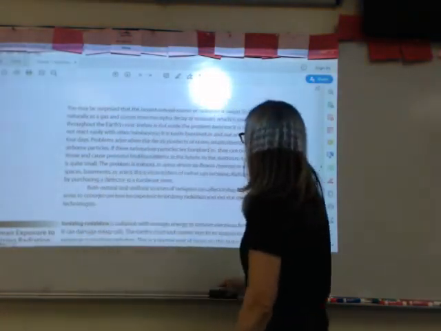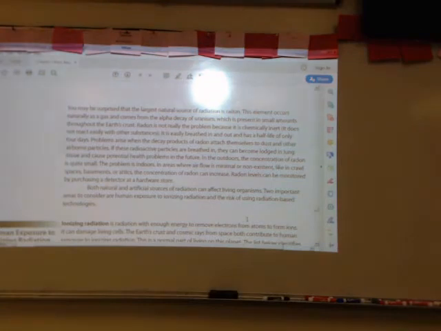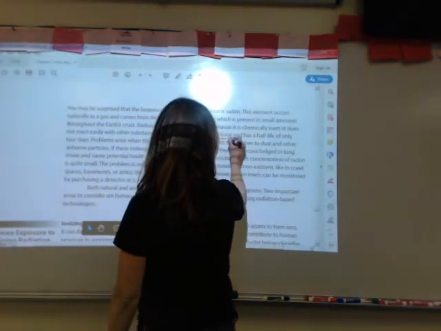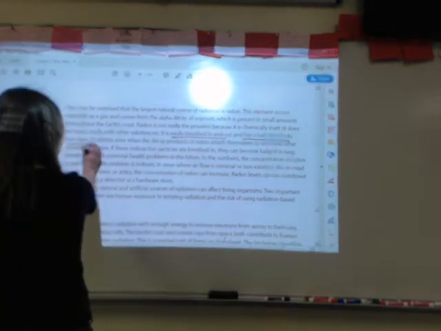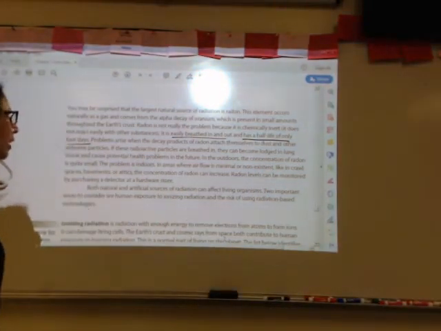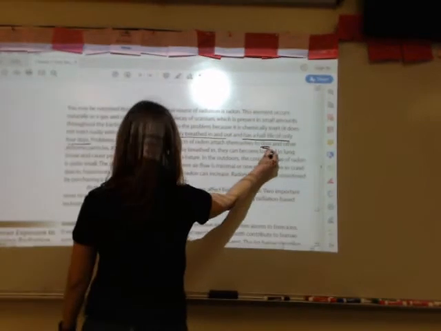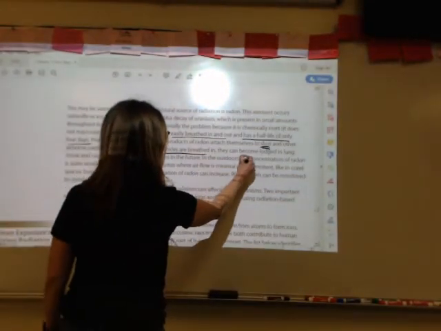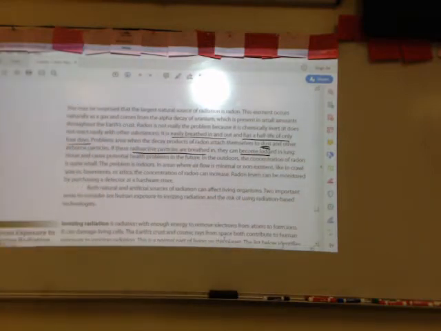Radon is not really a problem because it doesn't react easily with other substances, but it is easily breathed in and out and has a half-life of about 4 days. The problem arises when it attaches itself to dust and you breathe in those radioactive particles, and then they could become lodged in your lung tissue and pose different health problems in the future.